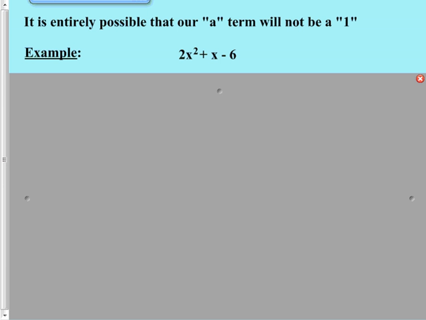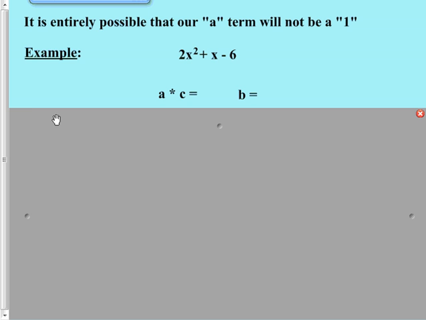Okay. Now, as I said, it's entirely possible that our a term will not be a 1 as it was in our previous lesson. It's easier when the a term is a 1, but if it is not, like the trinomial we're looking at now, 2x squared plus x minus 6, it doesn't get all that much more difficult, but there is an extra step involved. We have to think about this problem a little differently, just because it can be factored in a bunch of other ways that we haven't considered yet.